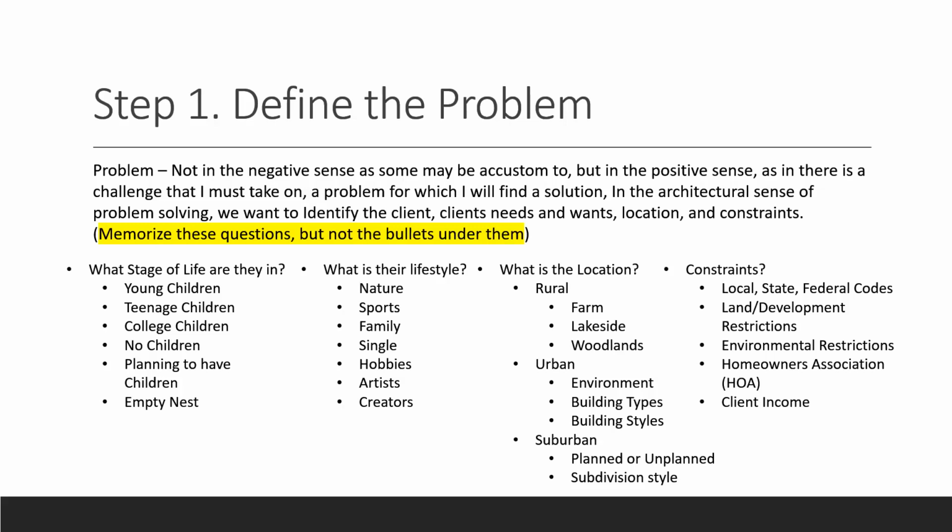The constraints question is local, state, and federal codes. Land and development restrictions, which could also fall under local codes as well. Environmental restrictions have to do with what needs to be taken care of before you start building. That's going to affect the price, of course. It could also affect the size of the house you can build, the height of the house, or anything of that nature, and how many trees you can remove or can't remove.